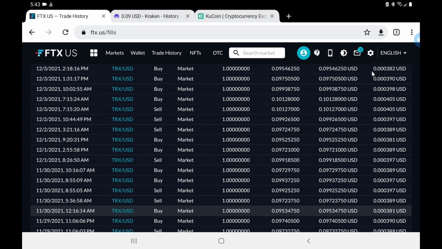And as you can see, this is a taker fee. You will pay taker fees on both sides. You will pay a taker fee for your sell orders, and you will pay a taker fee for your buy orders. So for FTXUS, you are going to be paying 0.8% in fees.